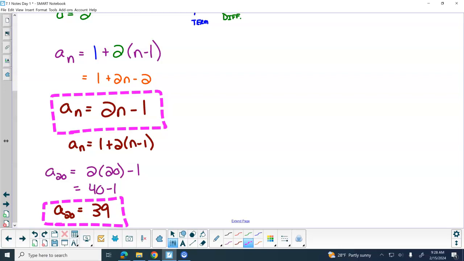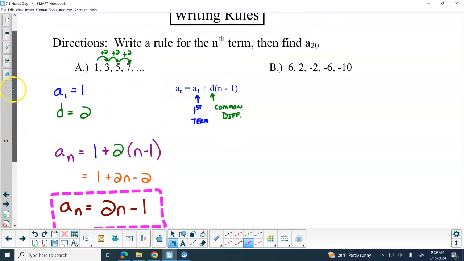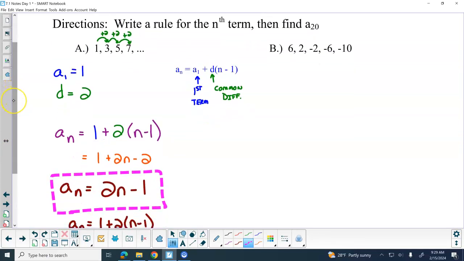Is it minus 2? What do you mean minus 2? When you put the 2 in, it's 2n minus 2. Yeah, but 1 minus 2 is a negative 1. Combine like terms. Okay? You find me the rule and the 20th term for letter B there.